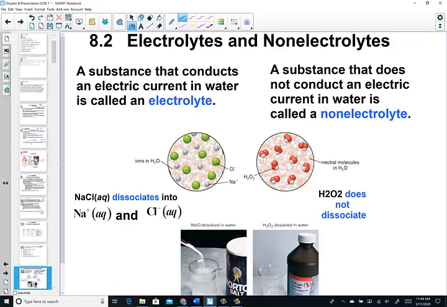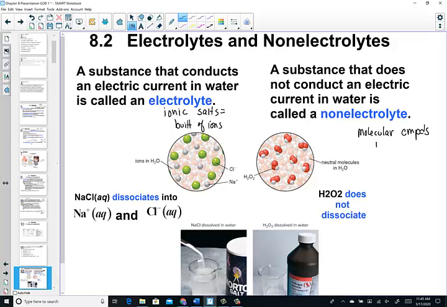All right, well, let's begin chapter 8, section 2, electrolytes and non-electrolytes. When a substance conducts electricity when dissolved in water, it is considered to be an electrolyte. Ionic solids, ionic salts built of ions, are considered to be electrolytes. A substance that does not conduct an electrical current when it's dissolved in water is called a non-electrolyte. They stay as neutral molecules. So molecular compounds are considered to be non-electrolytes.